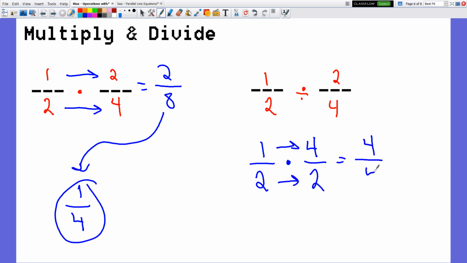4/4. Okay, so 4 divided by 4 equals 1. And when we look back at this problem, this can simplify into 1/2. How many times does 1/2 fit into 1/2? One time.